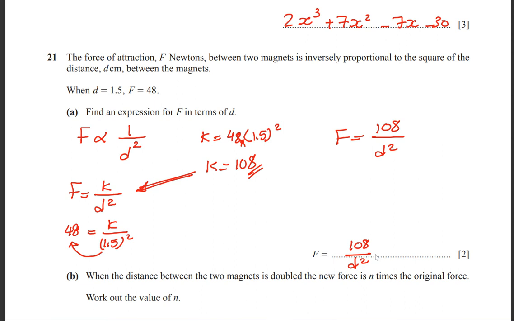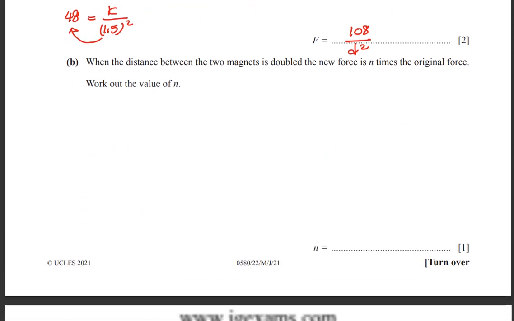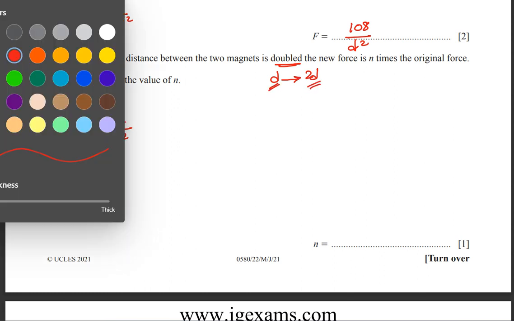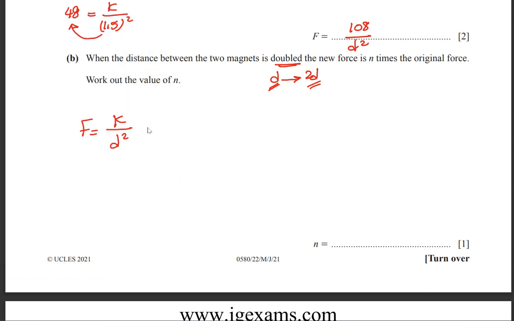Then he's telling me what? When the distance between the two magnets is doubled, that means D will be 2D. What will happen to the new force? The new force is n times the original force. Let's write it. I have the rule here, which is F equal K over D square. I will remove each D and put instead of it 2D, but all of this 2D inside the square.